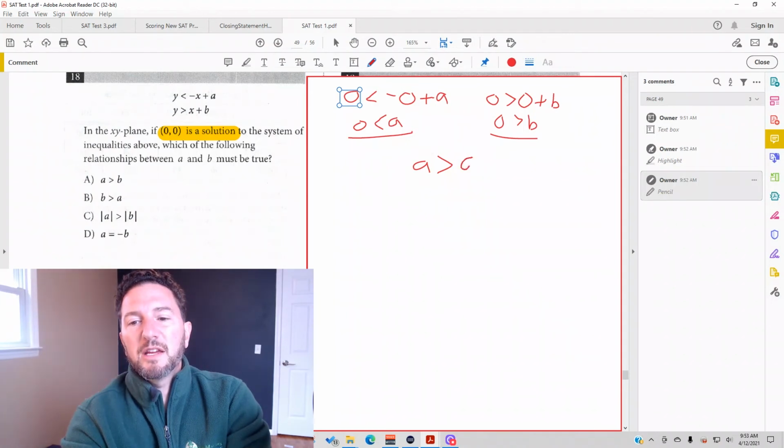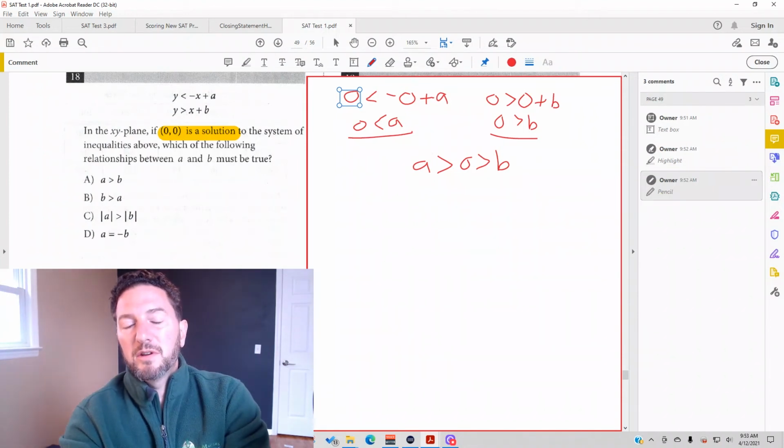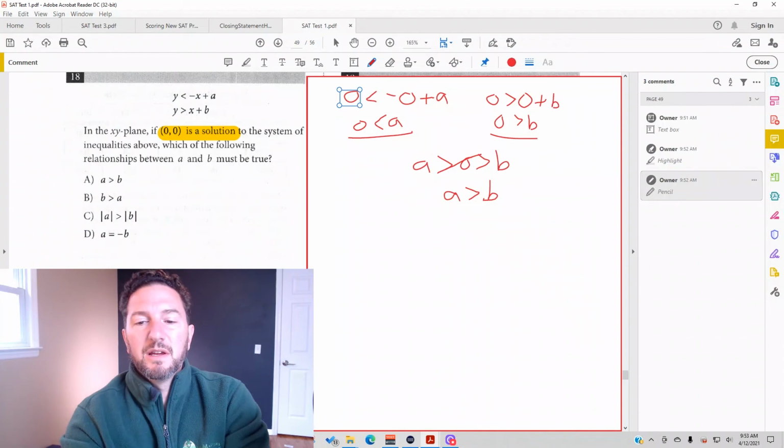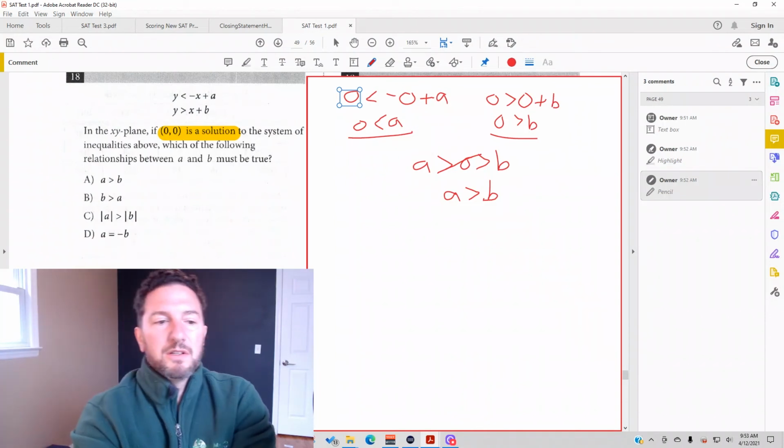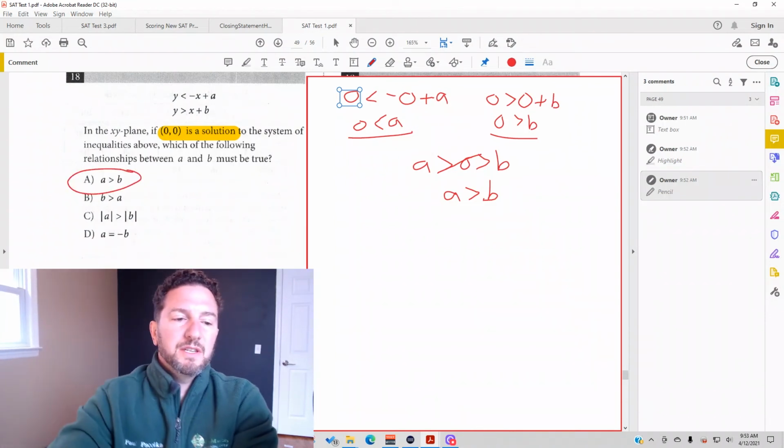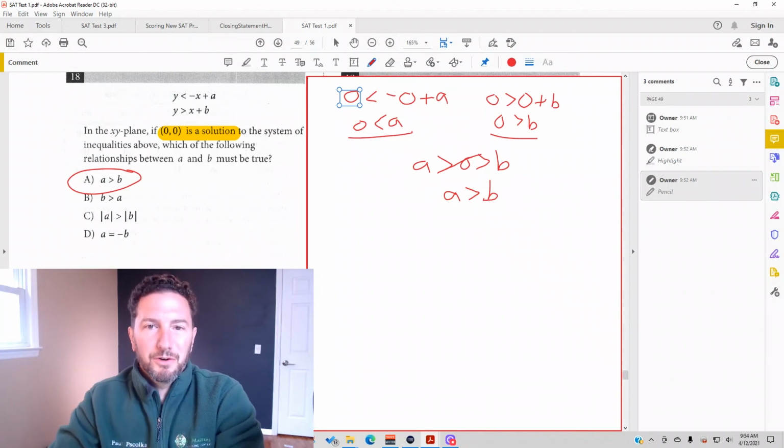Well, actually, I could put 0 and then fill in A and B, and that's kind of expanded form. But if I just distilled it down, if A is greater than 0, which is greater than B, then A simply is greater than B. I could just take the 0 out, and that works. So notice that matches answer choice A. That is your correct answer.